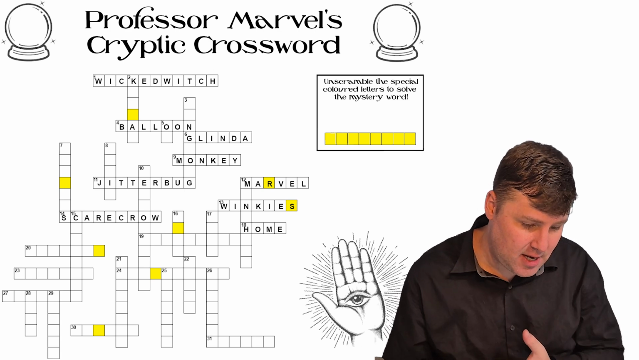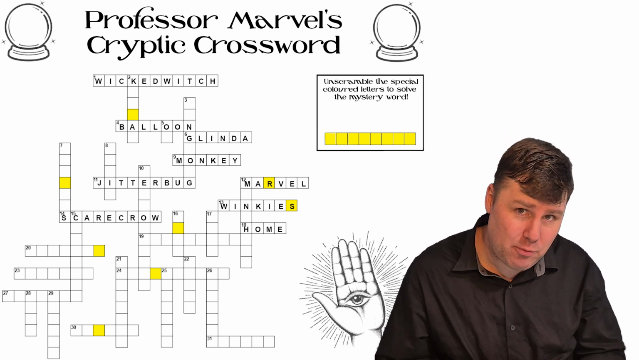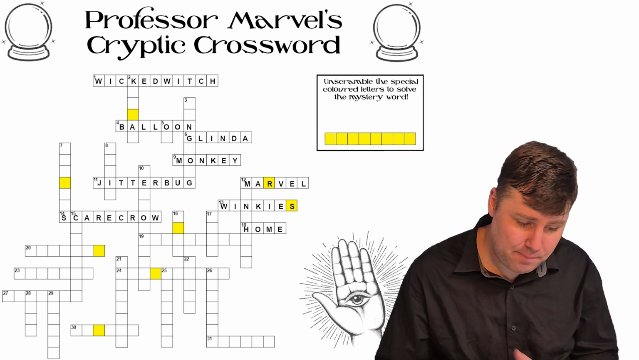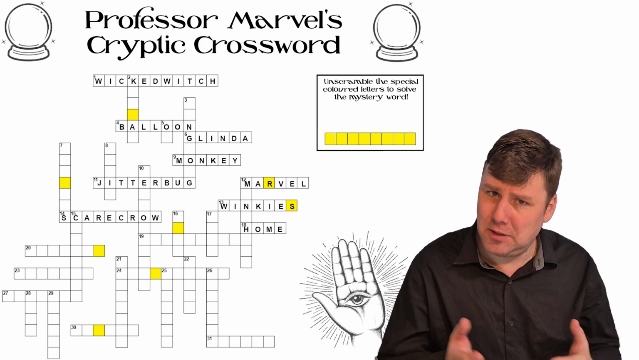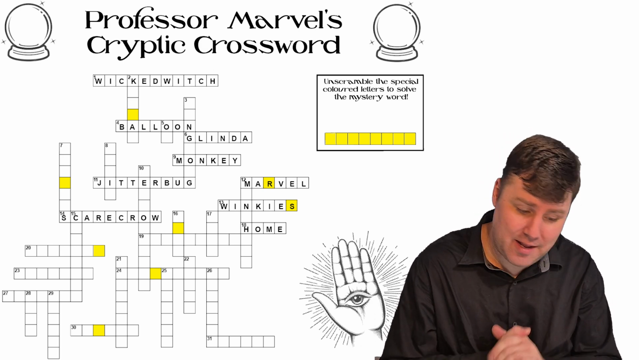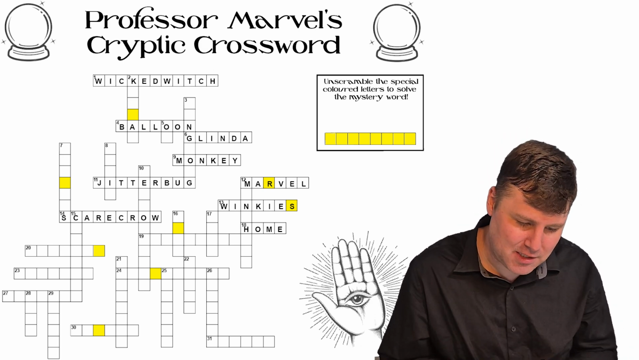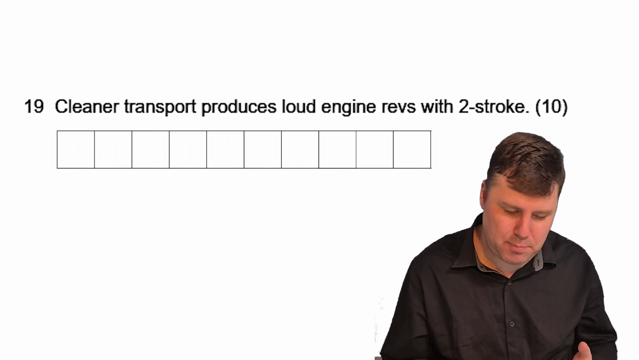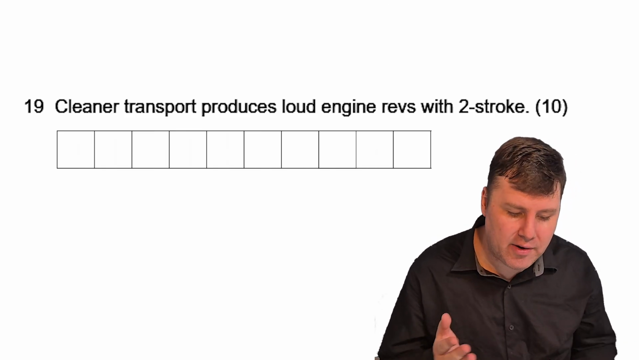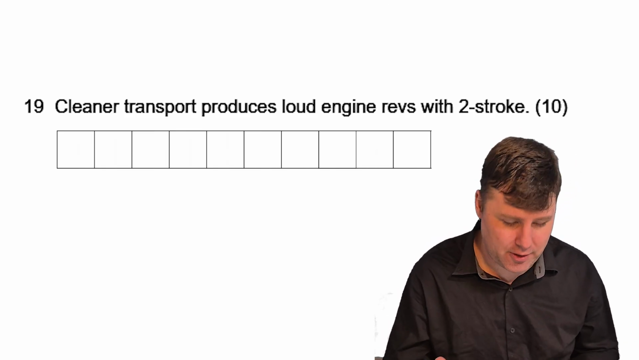19 across. Again, I was really proud with this clue. I thought it was very clever. Again, David Assel did not. But nonetheless, I've decided to keep with this one. Cleaner transport produces loud engine revs with 2-stroke.